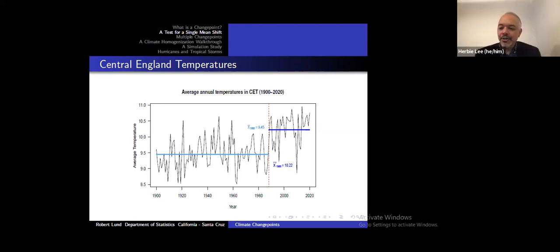Okay. How do we know that this is not the behavior of the time series itself? For example, a jump in a cyclical series.